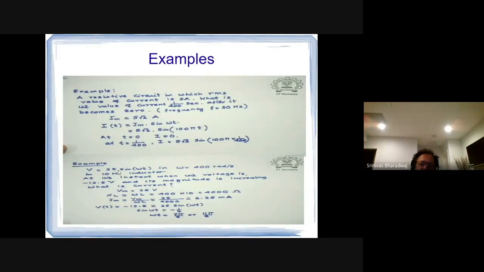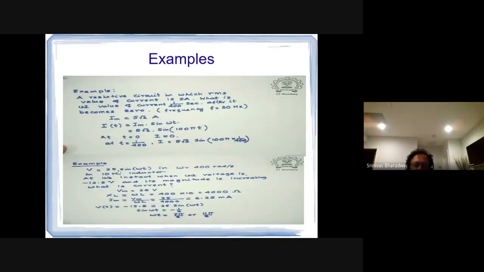If each cycle is 1/50th of a second, the period is 1/50th of a second. So 1/50th is what? 0.02, so 1 divided by 50. So 1/400 is what with respect to 1/50? It is 1/8. Therefore here, 5 root 2 amperes, 5 root 2 sine 100 pi t.